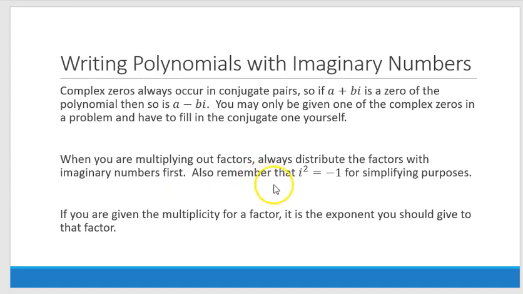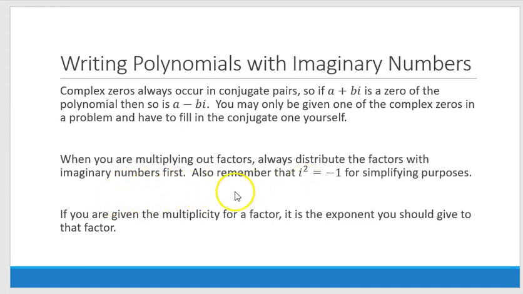It's also important to know, for simplifying purposes, that i squared is equal to -1. So whenever you see an i squared, just replace it with -1, or basically just cross out the i squared and change the sign on that term so that then you can add it to some other number.